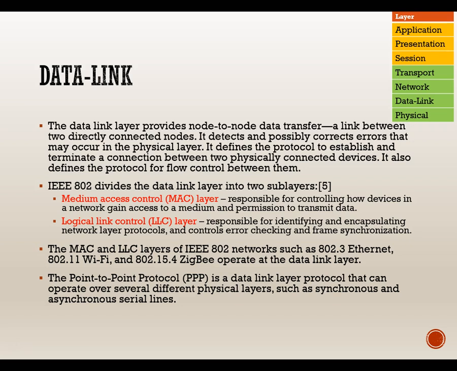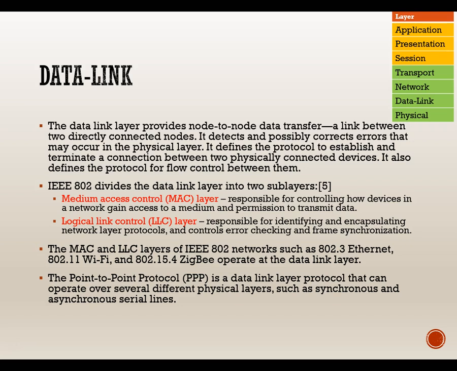The Datalink Layer handles node-to-node transfer: device-to-device, computer-to-computer, computer-to-router, router-to-router arrangements. Between two directly connected nodes, it detects and possibly corrects errors that may occur at the physical layer. It's really unlikely that a whole lot of correction is going to take place here. Depending on the type of switch that we use, we may reject error-laden frames as they go through switches, and we'll talk about that a little more later.